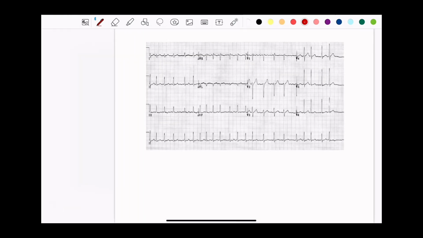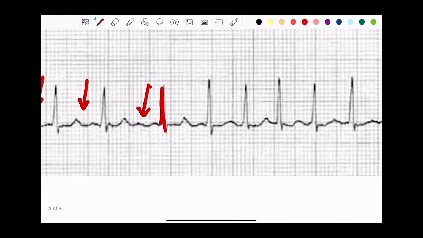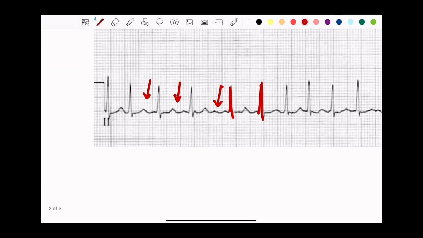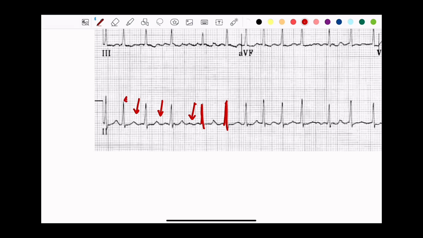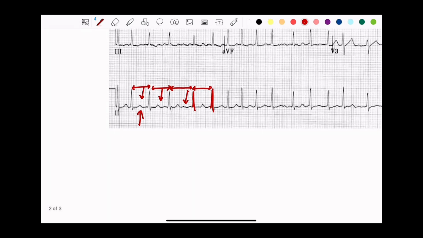The next example, the third example that I chose, is this one. As we can see in the long lead 2, it has the absence of P wave, and the QRS complex is narrow. In this one we also have 1.5 small boxes. So this shows that the RR interval is irregular. If the RR interval is regular with the absence of P wave, it is called junctional rhythm, and since this is irregular, it is called atrial fibrillation.